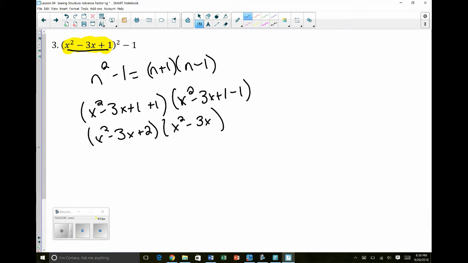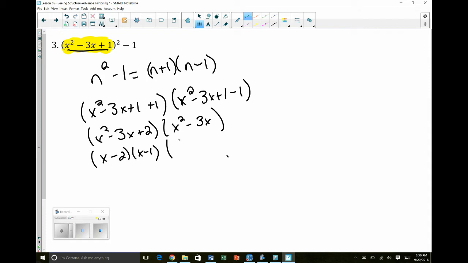Looking at this first trinomial, x squared minus 3x plus 2, well, that's x, what multiplies to 2 that adds to negative 3, because I have a leading coefficient of 1. So this one should be quick. What multiplies to 2 adds to negative 3? Well, that's negative 2 and negative 1.